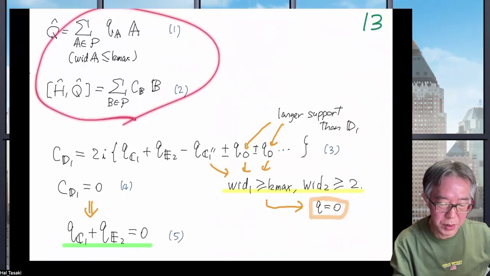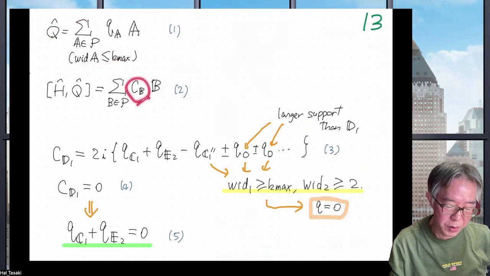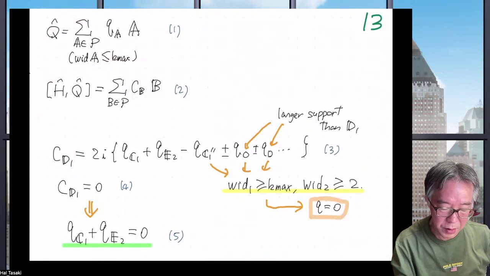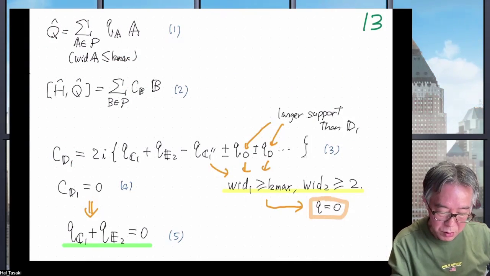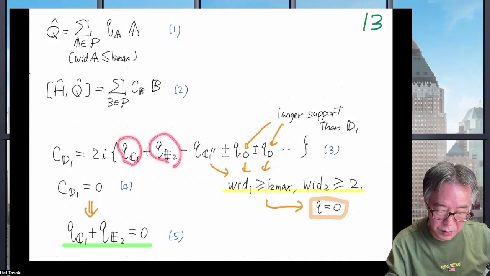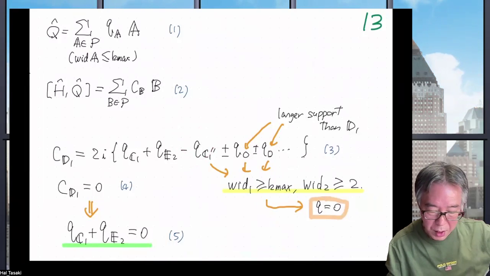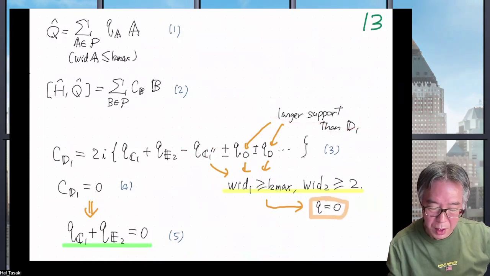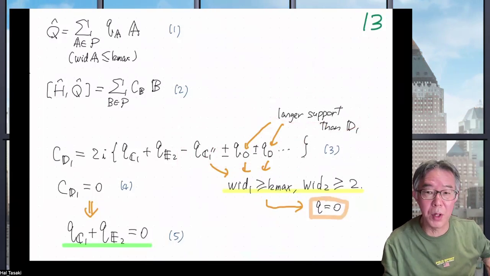But anyway, let's recall this setting. This is a candidate for a local conserved quantity, and this coefficient CB is defined this way. Now, if I compute the coefficient CD1, I have to consider all products that generate D1. In this case, we have QC1, QE2, and you find the sign, you don't have to care. And also you have this bunch of operator products with larger support than D1. But I claim that all these guys have zero coefficients.